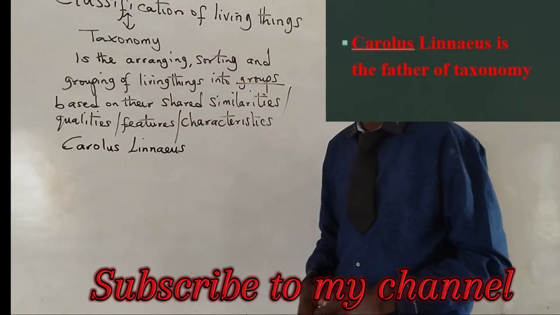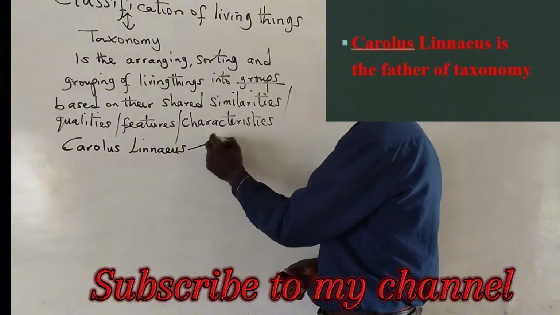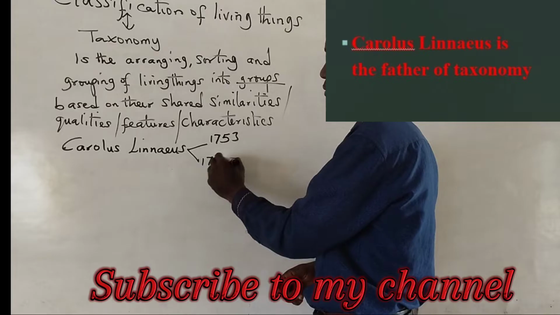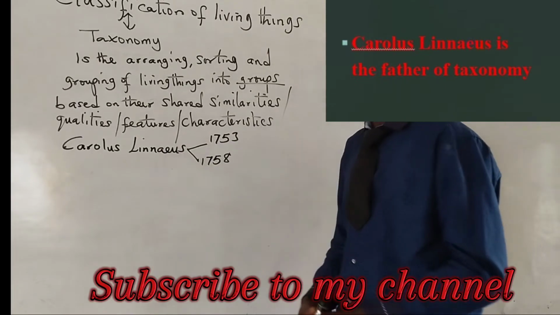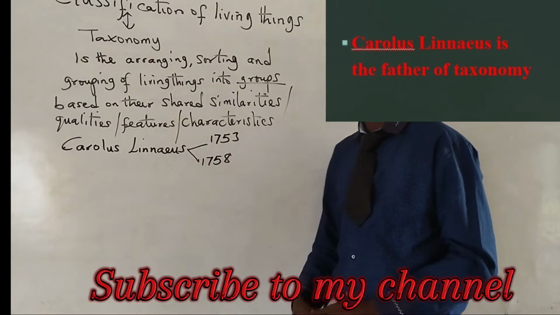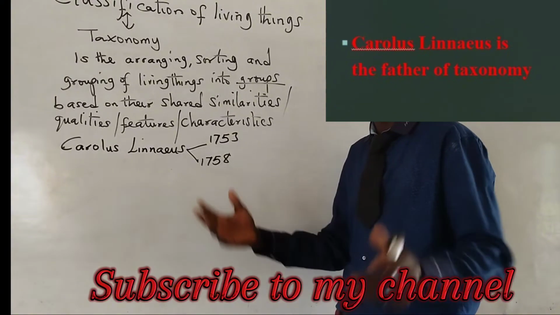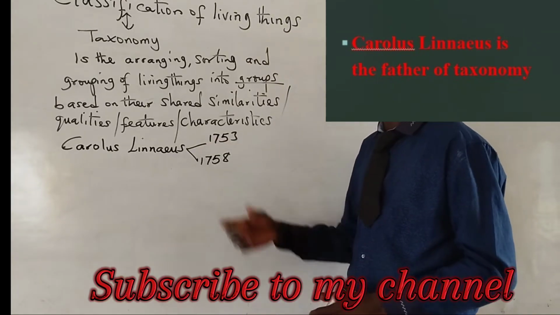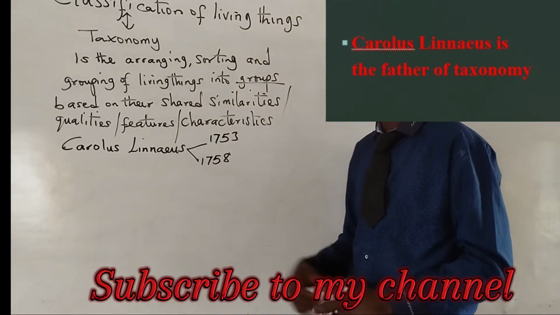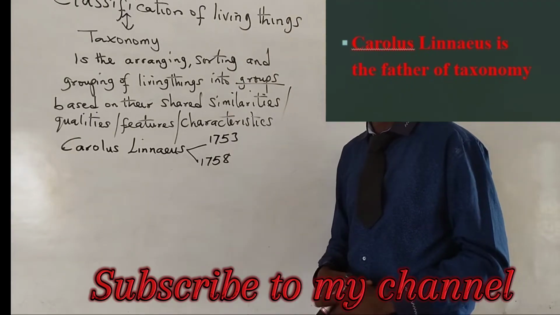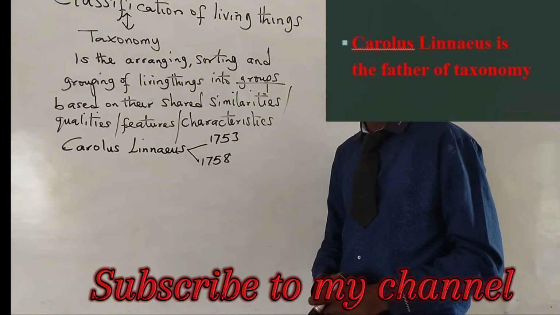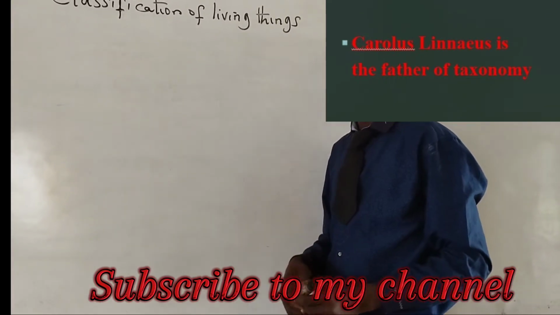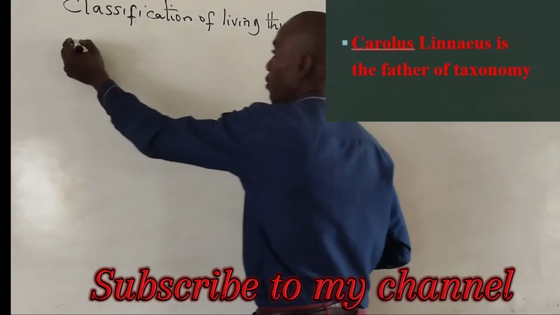He published his book on plants in 1753. He published his book on animals in 1758. Carolus Linnaeus classified plants into different groups in 1753. Then he also published his books on the classification of animals in 1758. So he is regarded as the father of classification. Carolus Linnaeus also introduced a system of naming organisms.